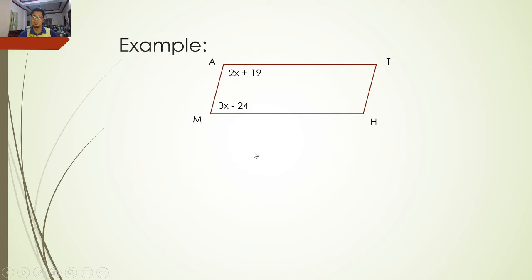Another example. Ayan. 3x minus 24, 2x plus 19. Tanong, magkatapat pa ba sila? Opposite pa ba? No. Magkasunod na sila. Which means, these two angles are consecutive. Ano nga ang sabi? Pagka consecutive angles, they are supplementary. So again, we are looking for all the values here. Ayan, supplementary. Pag pinag-add, 180 yung total.